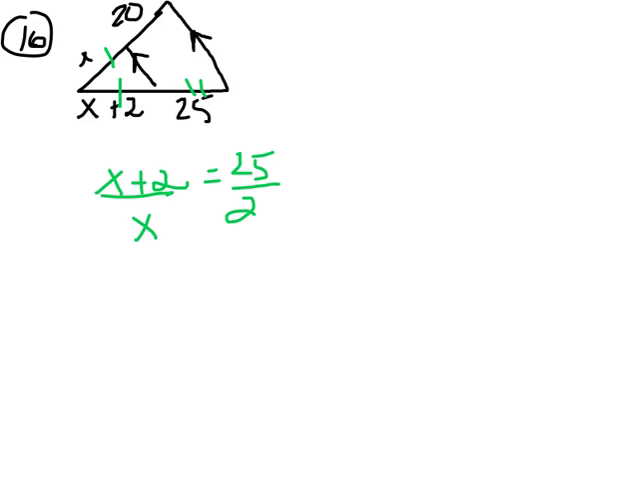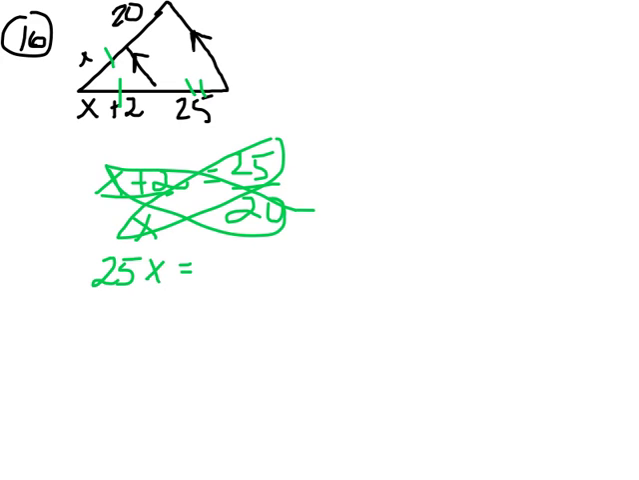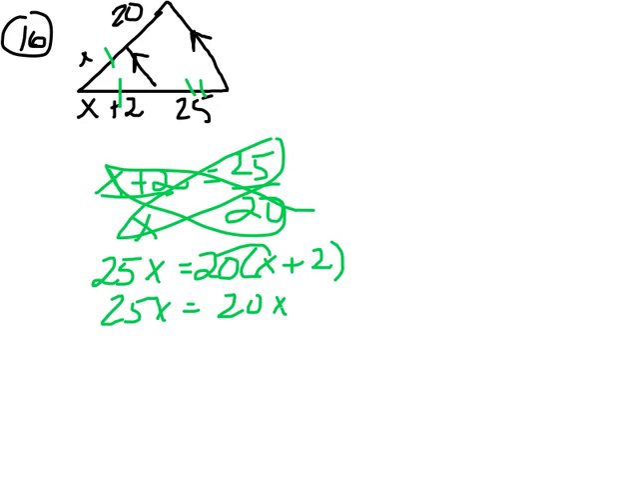Actually, this one's not as difficult as I thought it was. Okay, so when I go through this, I just say cross multiply, right? We would have 25x, and on the other side we'd have 20 times x plus 2. We have to remember to put x plus 2 in parentheses as a group. So we have 25x is equal to 20x, and then 20 times 2 is 40.